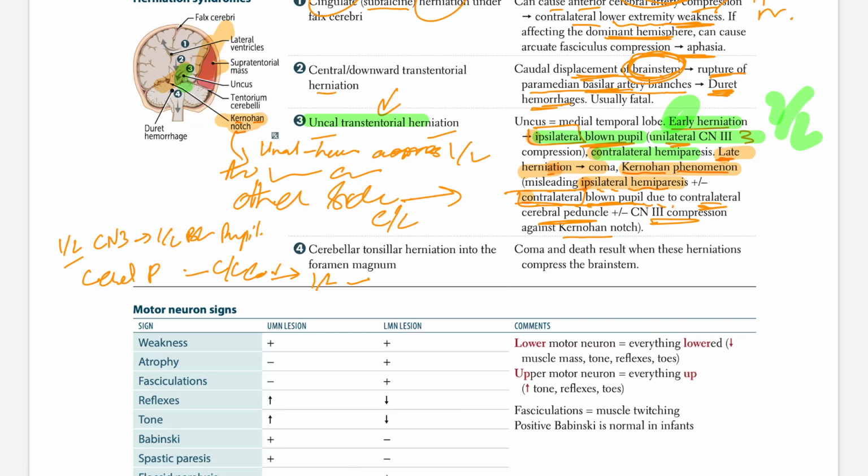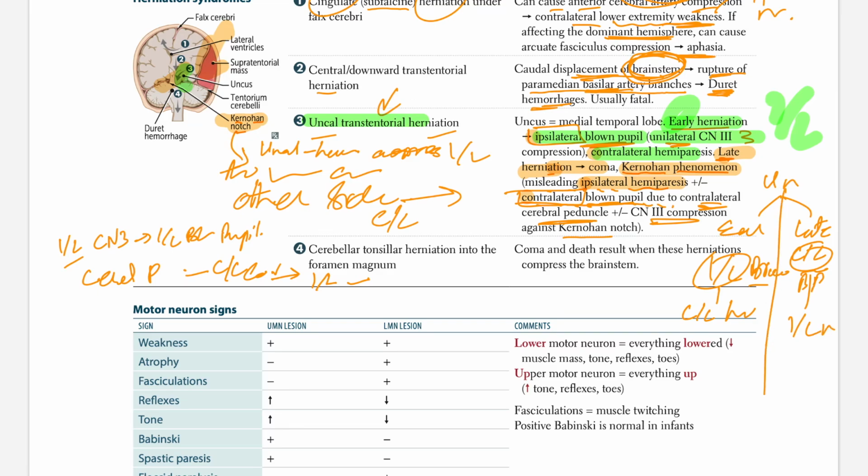So the easy way to remember all of this is if you have uncal herniation, you have an early and late. With an early, you should get an ipsilateral blown pupil. With the late, you are going to get a contralateral blown pupil. If you have an ipsilateral blown pupil, the second thing is going to be opposite, which is contralateral hemiparesis. And if you have a late complication, which is known as Kernohan phenomena, you have a contralateral blown pupil. So here you're going to have an ipsilateral hemiparesis, and that's how you differentiate these two.